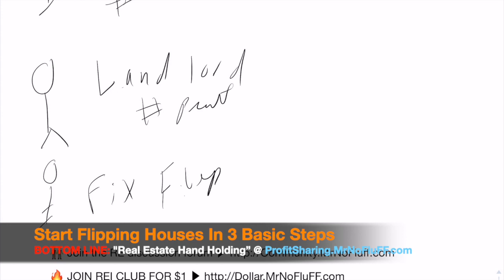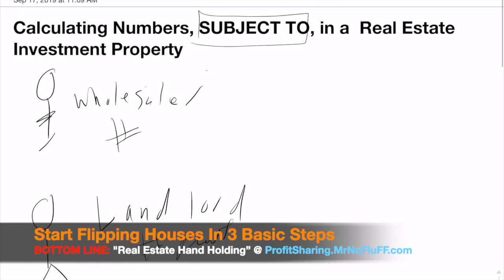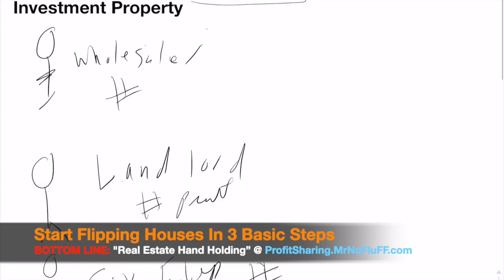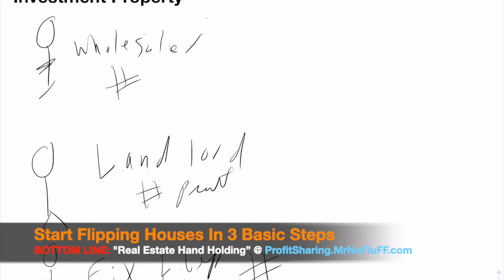So today I'm going to be talking about the numbers that the fix and flipper needs to have to be able to have the seller be the bank. So the investor, doesn't matter if you're a wholesaler, you're a landlord, you're a fix and flipper, that investor doesn't have to go to a bank, doesn't have to have good credit, doesn't need to have a pile of cash.